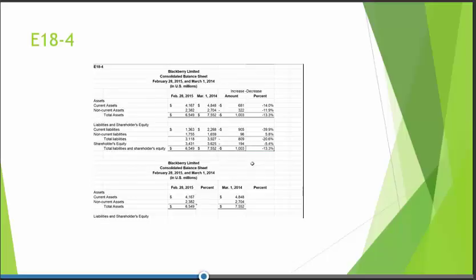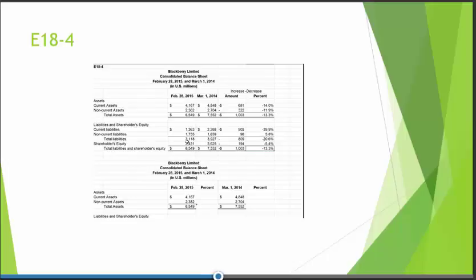So as you can see, when we're looking at horizontal analysis, we look at the dollar amount change in each account and the percentage change, and it highlights some significant areas. So, our current liabilities decrease by 40%. That's a fairly significant liability decrease.